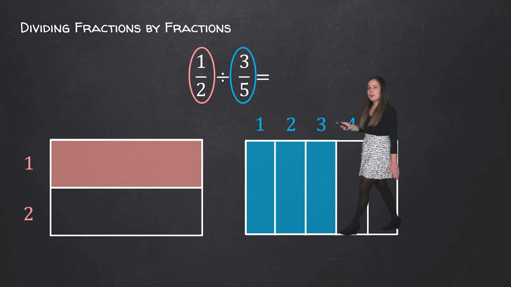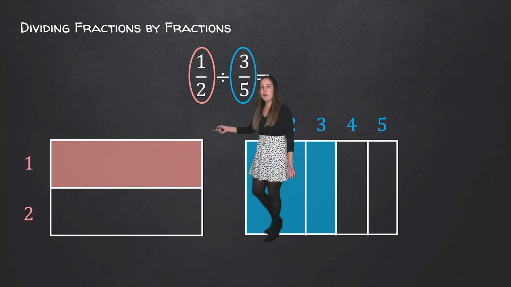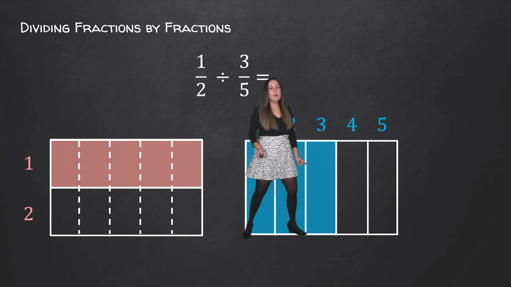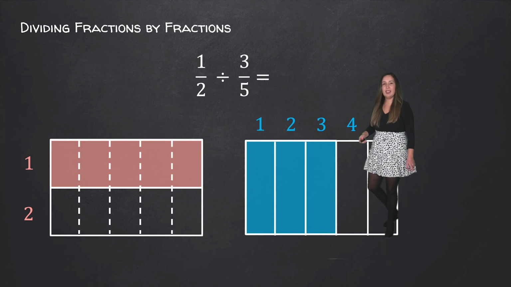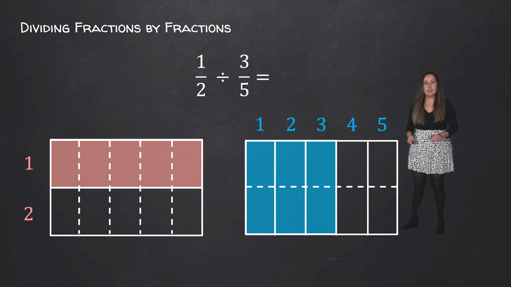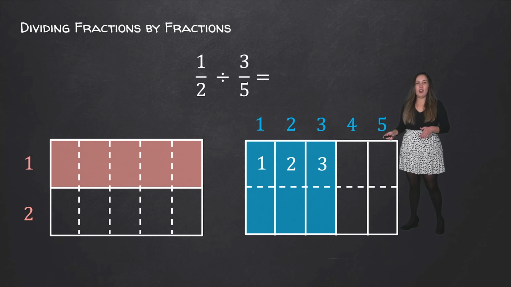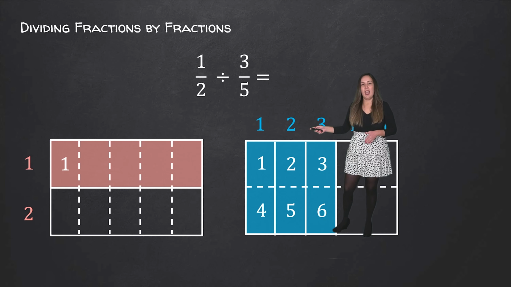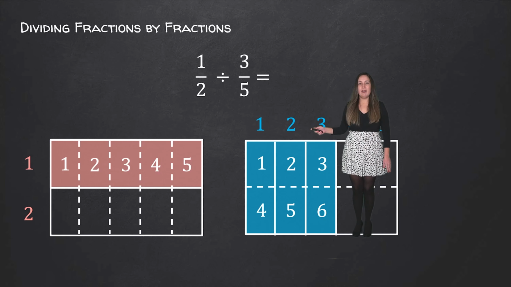We're going to go back to our original model, well, our first model, and cut it vertically into 5 parts as well. And then we're going to take this blue one and cut it horizontally into 2 parts. So we see how our rectangles kind of match. In our blue part, we have 6 pieces. And then for our pink one, we have 5.